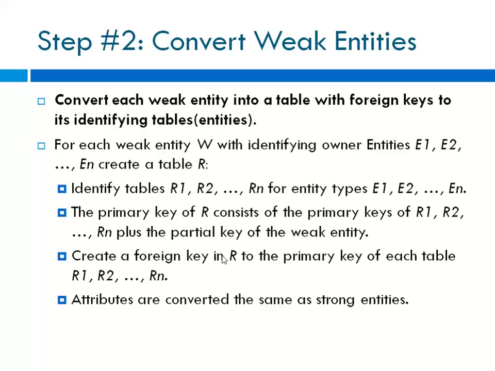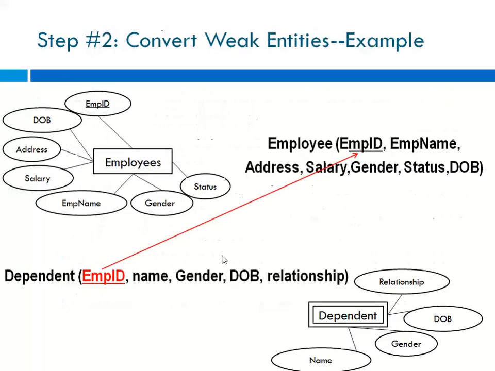Attributes are converted in the same way as the strong entity type. So whatever attributes are remaining with that weak entity, that will be added in the same way that we have done with the strong entities. And let us see here. The employees entity is a strong entity and dependent entity is a weak entity. Dependent entity depends on employees for its existence, because if there is no employee, the dependents cannot be there. Dependents can only be possible if the employees are there. So that is why the dependent entity set is a weak entity set.